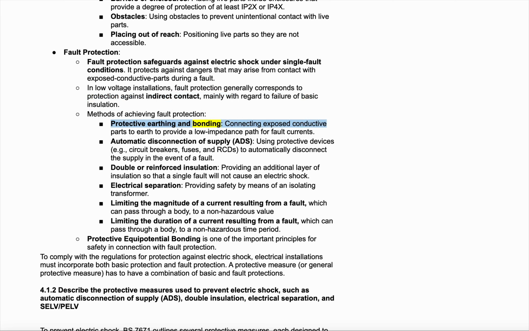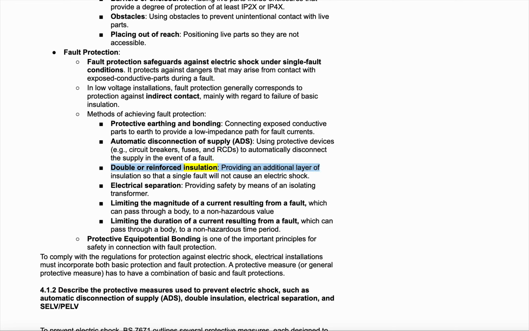Protective earthing and bonding. Connecting exposed conductive parts to earth to provide a low-impedance path for fault currents. Automatic disconnection of supply, ADS. Using protective devices, e.g., circuit breakers, fuses, and RCDs, to automatically disconnect the supply in the event of a fault.